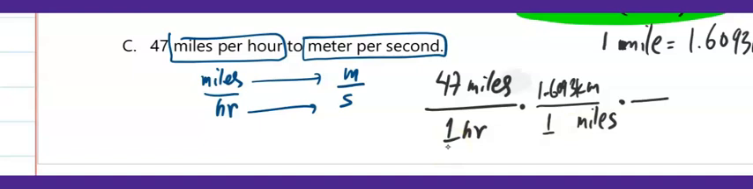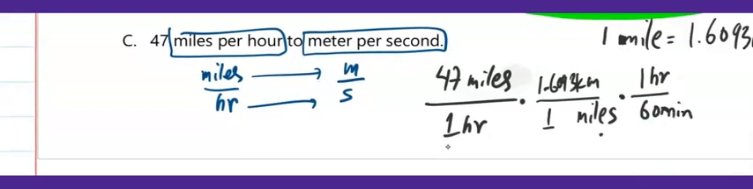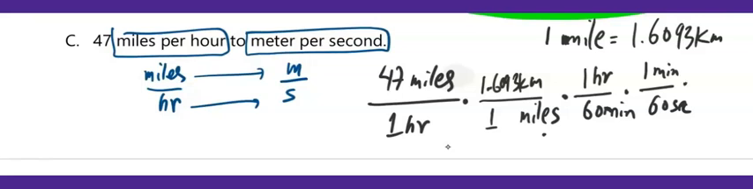Times, and look at the hour here, 1 hour, we change hour to seconds, so we can think about 1 hour equals 60 minutes, and again 1 minute equals 60 seconds, right? So if you do that, you get kilometer on top, but still you can multiply by 1000 meter divided by 1 kilometer because 1 kilometer equals 1000 meter. So you have a chain of fractions, you multiply each other to get the desired unit.